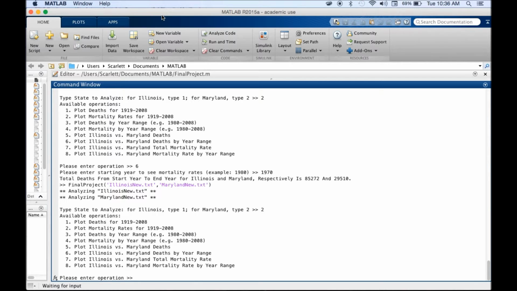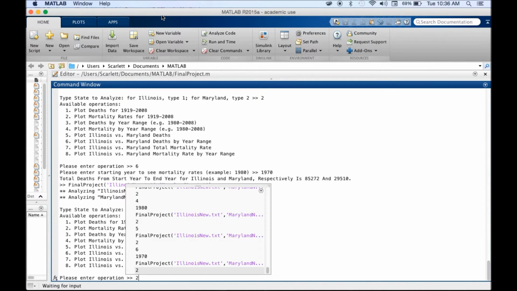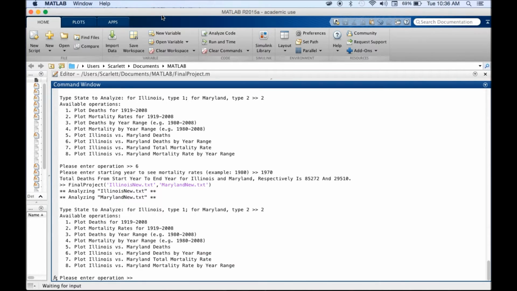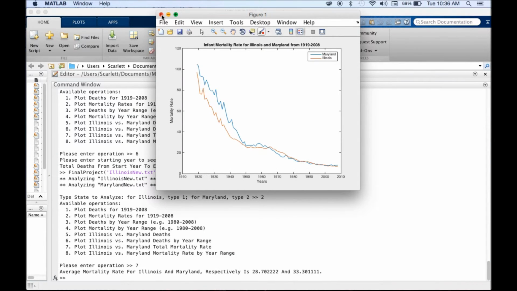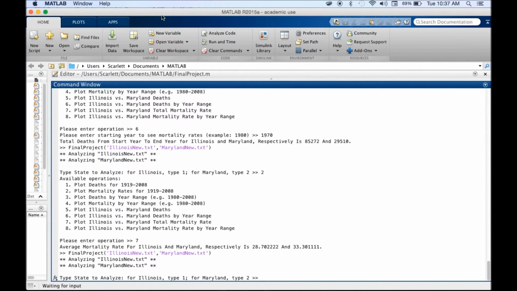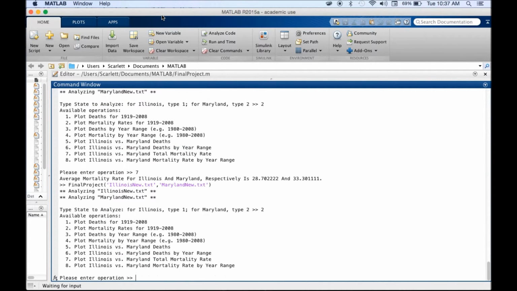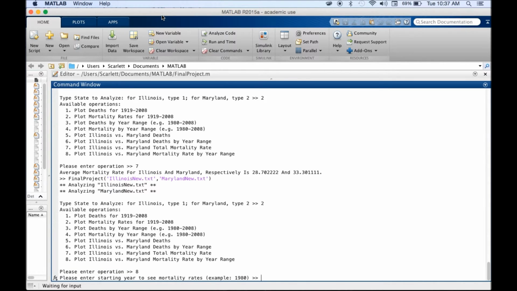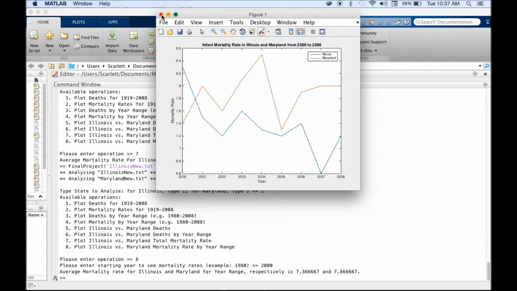So we'll try operation 7 now, which is plot Illinois versus Maryland total mortality rates. Now it shows the mortality rates for Illinois and Maryland. And then operation 8, we'll do 2000. And now it shows a graph for both Illinois and Maryland for the year 2000 to 2008.